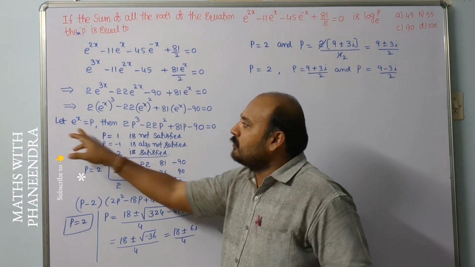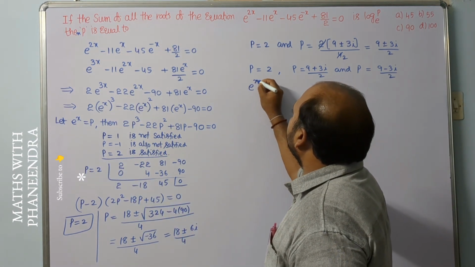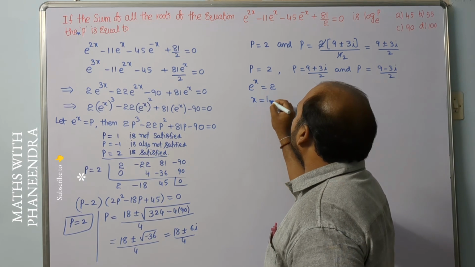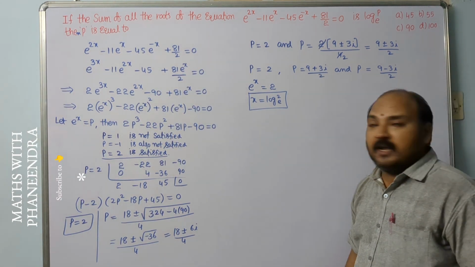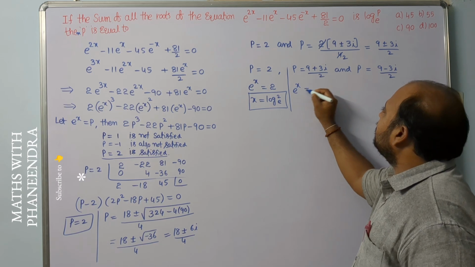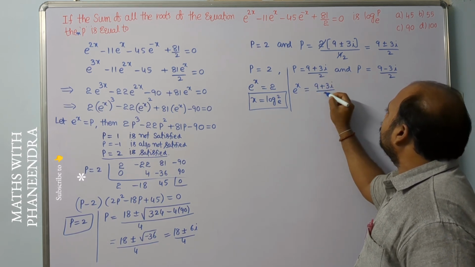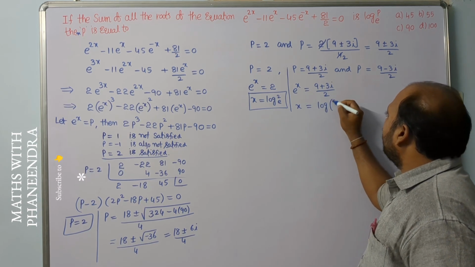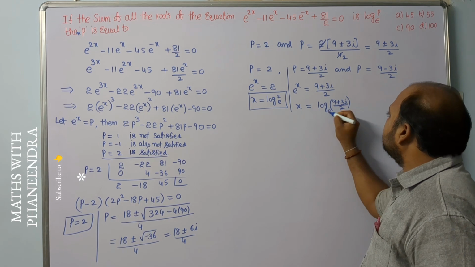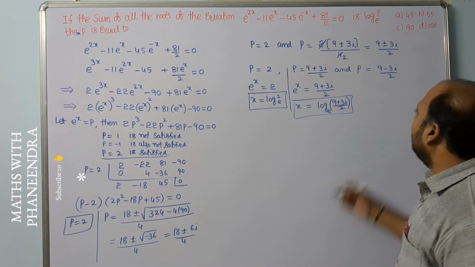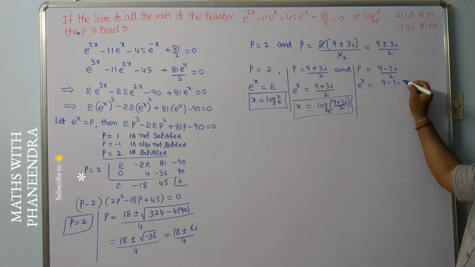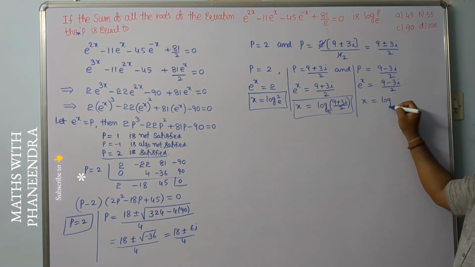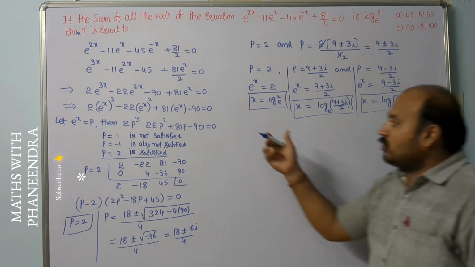After getting p value, p is nothing but what? e power x. So e power x is equal to 2, so x is equal to log 2 to the base e. So one of the factors for the given cubic equation is x. Again, e power x is equal to 9 plus 3i divided by 2, so x equal to log of 9 plus 3i divided by 2 to the base e. Second value of x. Similarly, third value: e power x is equal to 9 minus 3i by 2, so x equal to log of 9 minus 3i divided by 2 to the base e. So these are the three roots of the given cubic equation.